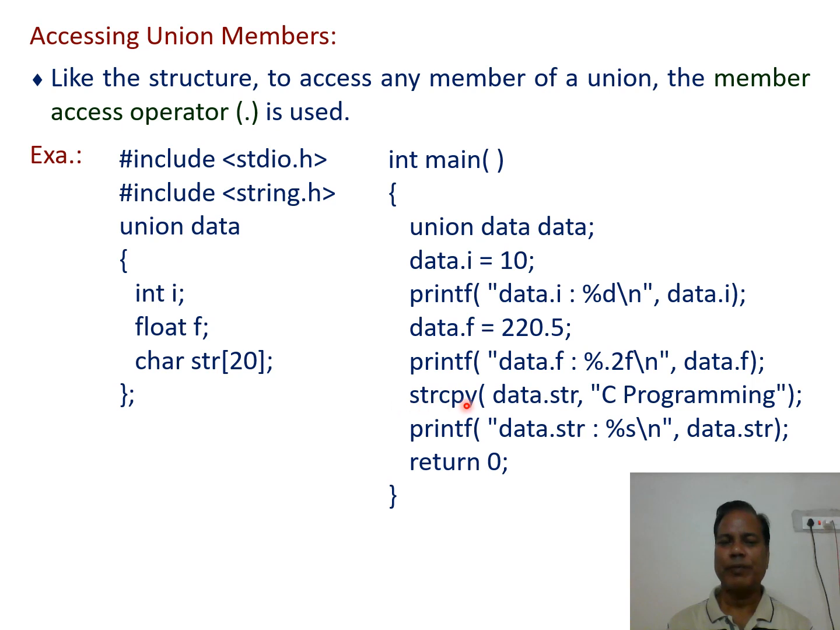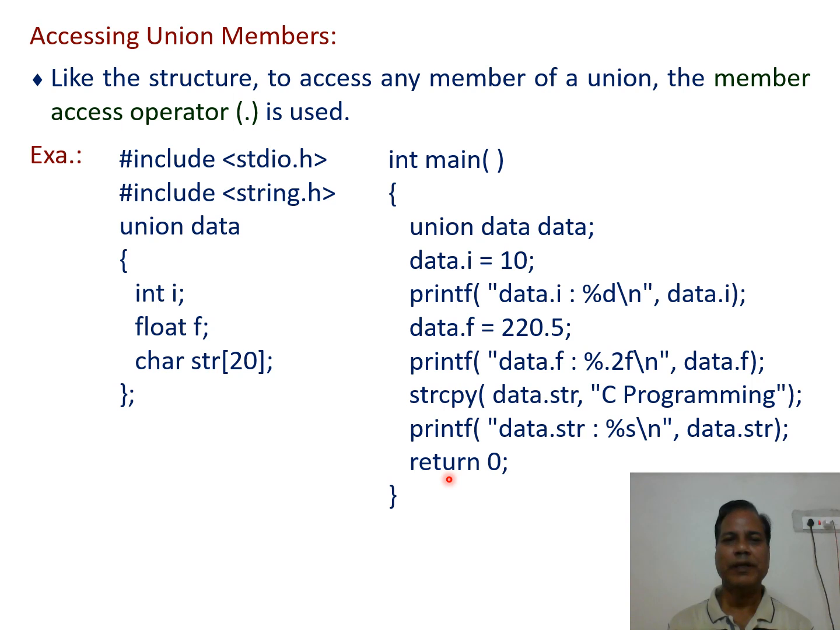Then strcpy, data.str, comma, within double quotation marks, what is written here is copied into the data.str member variable. And then using the printf statement data.str colon, the value of data.str gets printed at this point, and return 0 is the end of the program.